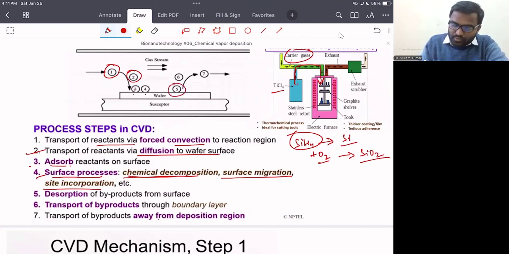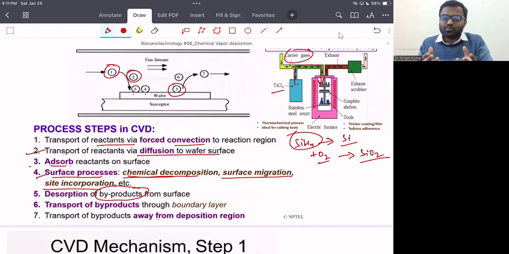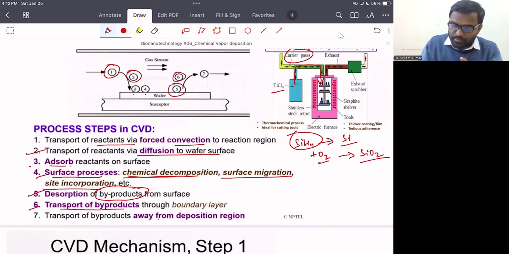So here the desorption is desirable for the byproducts, not the actual material that is adsorbed on the surface. Here the desorption happens because of such byproduct formation, so that should come out from the surface. And the sixth step is about the transport of the byproducts through the boundary layer.